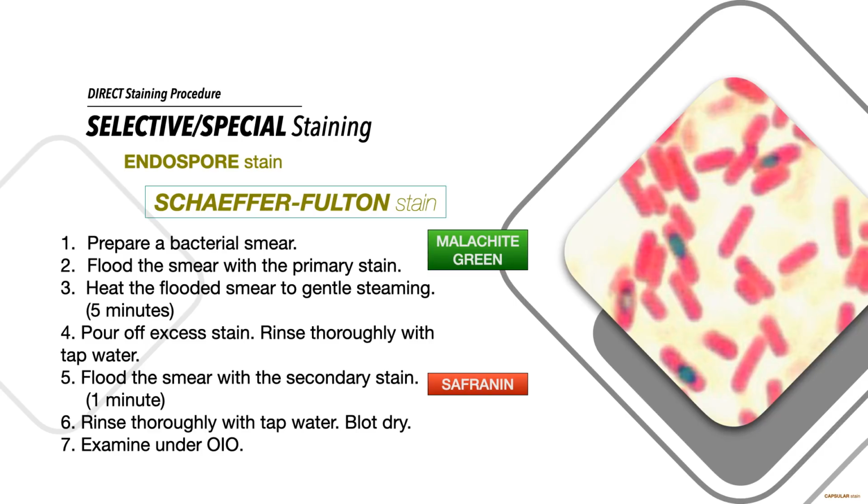Now, as you can see on the right side, that is an actual microscopic view. You see the malachite green, the primary stain, stains your endospore green or blue-green. And then your safranin stains those that are not the endospores, which are your vegetative cells. So now you're able to differentiate and identify which is the endospore, right?